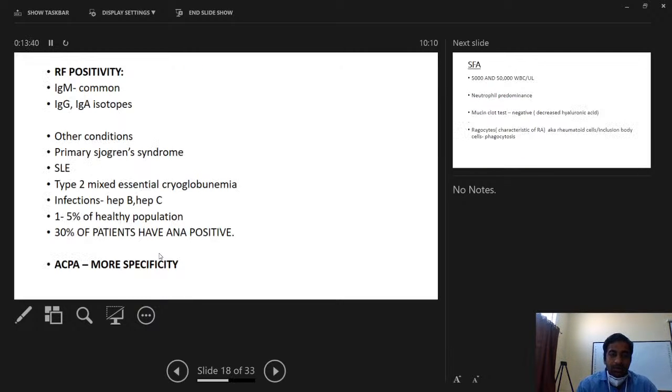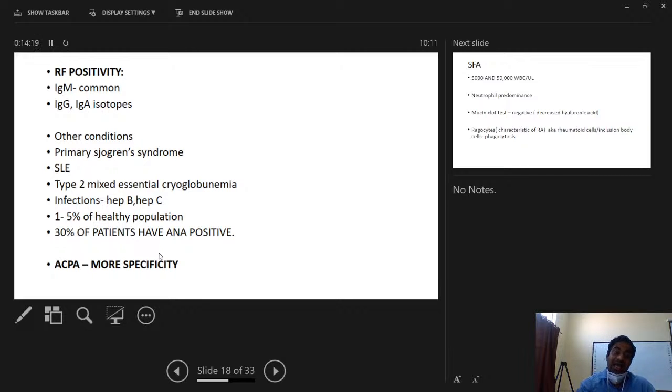Rheumatoid factor positivity, most common is IgM type. IgG, IgA isotypes can also be seen, but most common is IgM. RF has many false positives. Other conditions where it can be positive are Sjögren's syndrome, SLE, type 2 mixed essential cryoglobulinemia, hepatitis B and hepatitis C infections, and 1 to 5% of healthy populations. In all these you see positive rheumatoid factors.